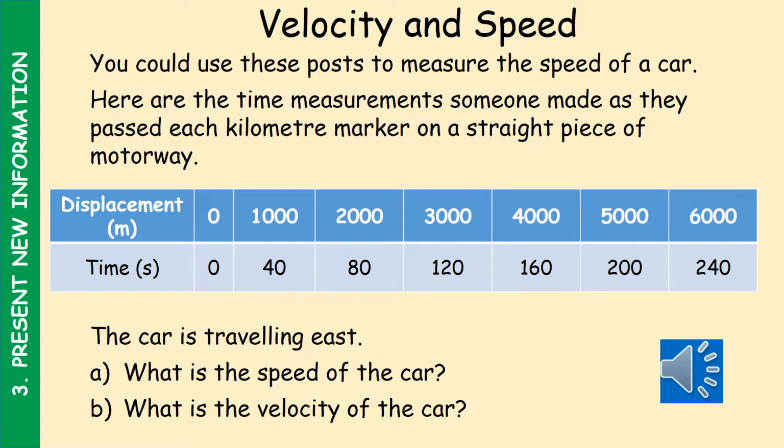So what is the velocity of the car? Well, as long as the car is going in a straight line, which we've said it is, then the velocity will be the displacement divided by the time. Now the displacement is 1000 and the time is 40, so that's the same numbers, which is going to give you 25 meters per second. But the difference is you're going to state it's 25 meters per second east. And that's the difference between the speed and the velocity on a straight piece of road.